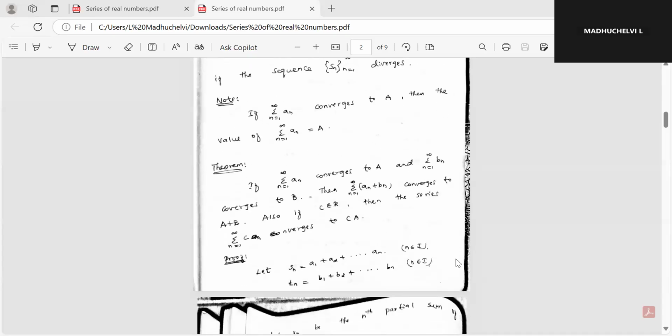Let us state a theorem. If summation n equal to 1 to infinity a_n converges to A and summation n equal to 1 to infinity b_n converges to B, then summation n equal to 1 to infinity (a_n plus b_n) converges to A plus B. Also, if C belongs to R, then the series summation n equal to 1 to infinity C a_n converges to CA. Let us see the proof.